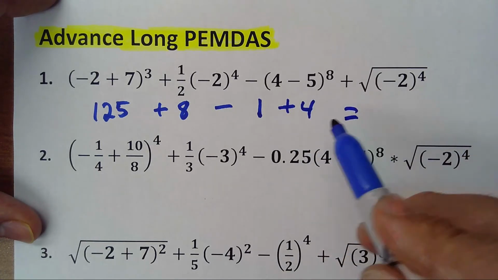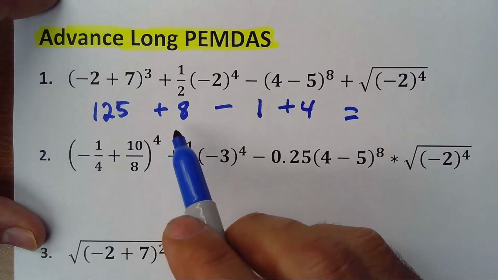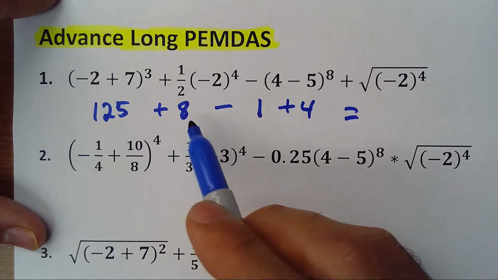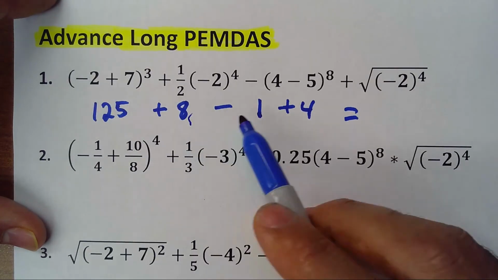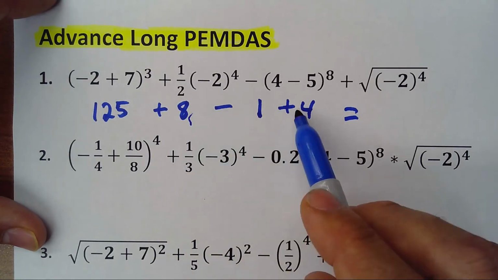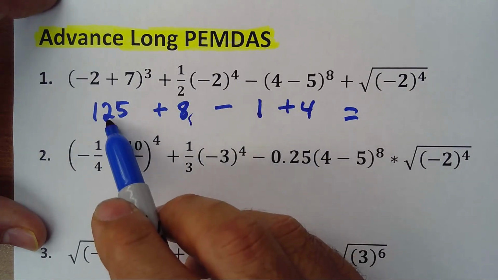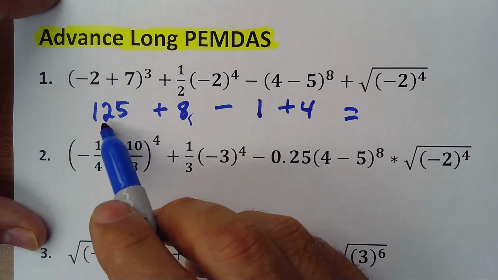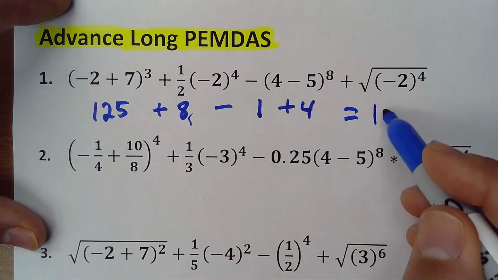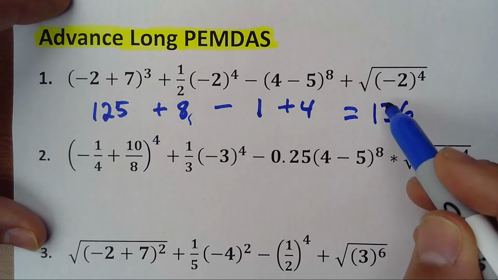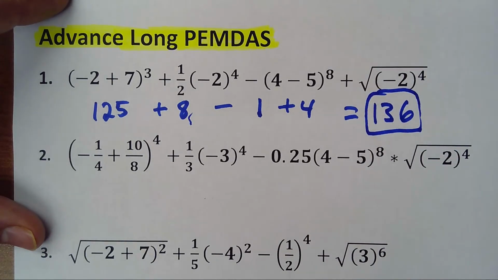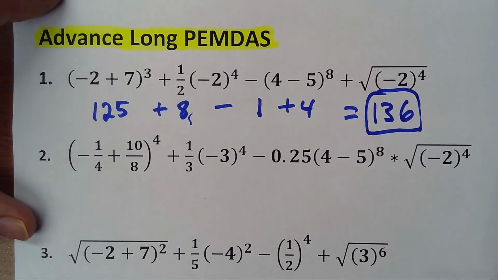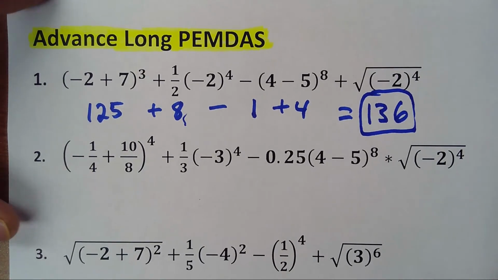So the final answer for the first exercise is 8 plus 4 is 12, minus 1 is 11. So all these three is 11. 11 plus 125 will be 136. That's the answer for the first one. Now the idea is that you pause the video, try to do it by yourself, and then you check your answers.